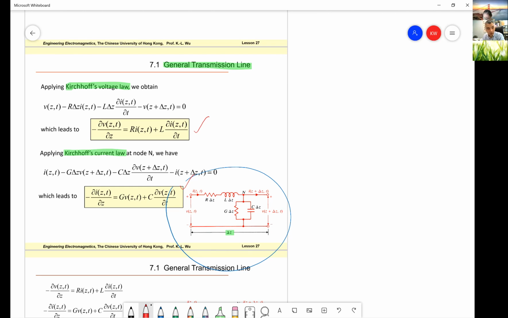This circuit model is, you see, for the series connection, we have inductors, and the inductor has a loss. Then between the conductor and the ground, we have a capacitance, and we also have a substrate loss. From this circuit model plus the KVL and KCL equations, we can derive these two differential equations.